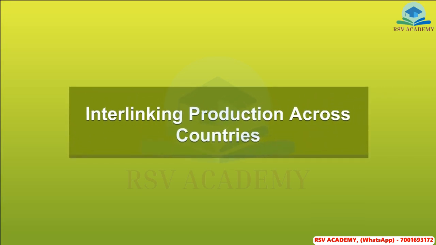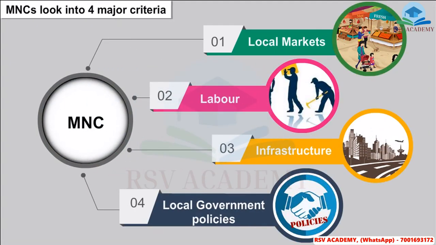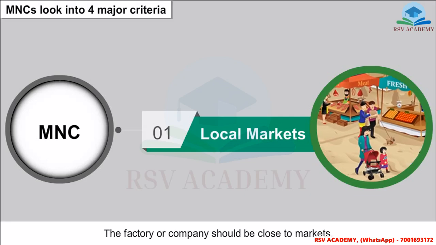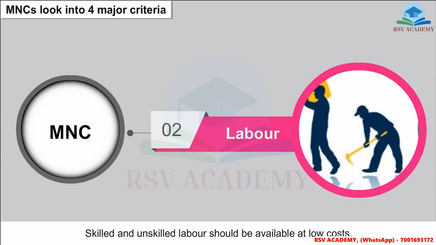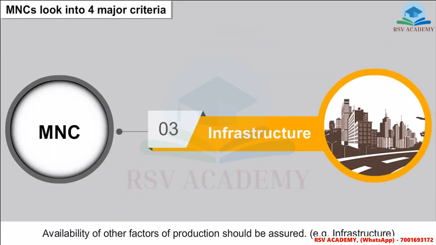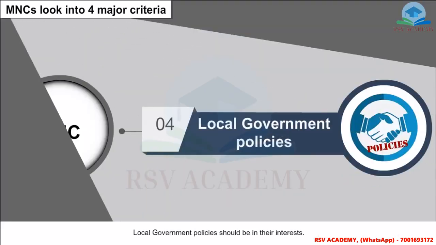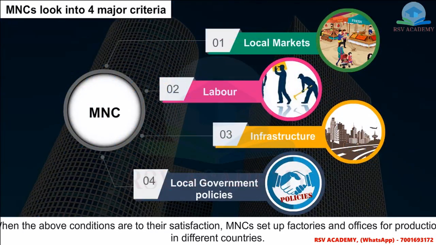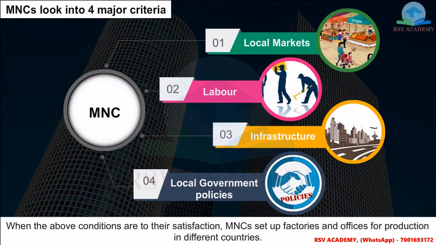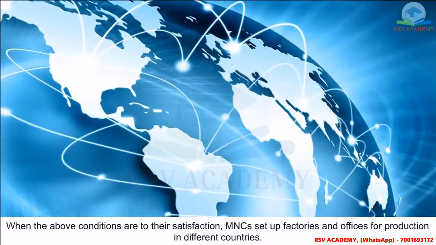Interlinking production across countries. MNCs look into four major criteria before they set up production in any place. The factory or company should be close to markets. Skilled and unskilled labor should be available at low costs. Availability of other factors of production should be assured, for example infrastructure. Local government policies should be in their interests. When the above conditions are to their satisfaction, MNCs set up factories and offices for production in different countries.